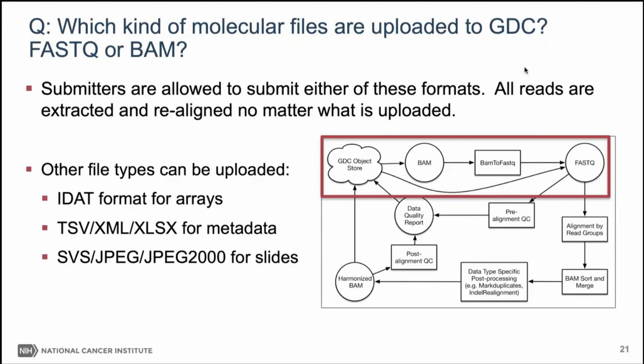So in terms of other file types that can be uploaded, we accept IDATs for arrays. For metadata, TSVs, XMLs, and Excel files, and then SVS, JPEG, and JPEG 2000 files for slide images. We accept many, many different types of data. So look in our data dictionary if you're interested; it'll be under data format. And if you're a prospective submitter and you have files that don't match any of these, feel free to reach out to us. We do dictionary changes sometimes for datasets that we think are important. So it's always worth asking.